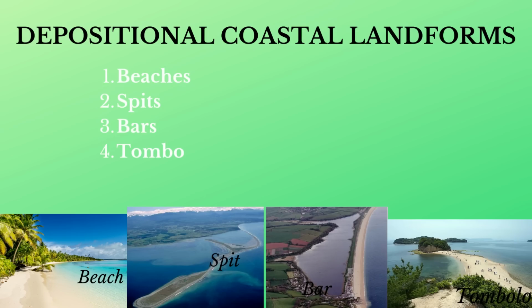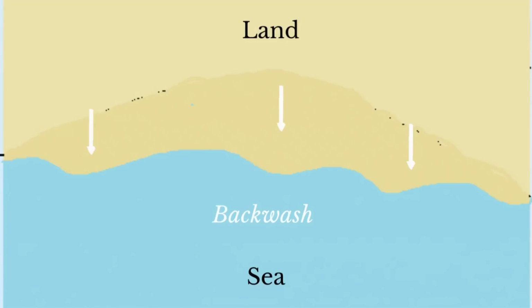Now, depositional landforms include beaches, spits, bars, and tombolos. Depositional landforms are created when materials are transported over a certain distance and then are dropped when the energy is not enough to continue to transport the materials.